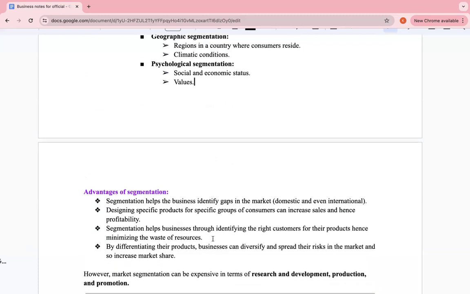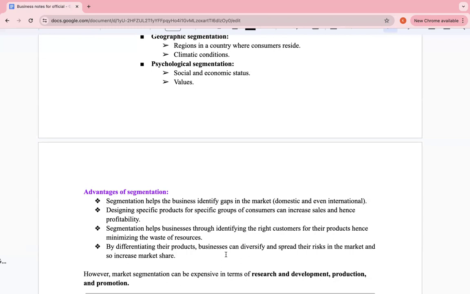Advantages of segmentation. The advantage is that segmentation helps the business identify gaps in the market, domestic and even international. So here you find, for example, a group of individuals, let's say IB students, where there aren't many resources regarding, let's say, tutoring.